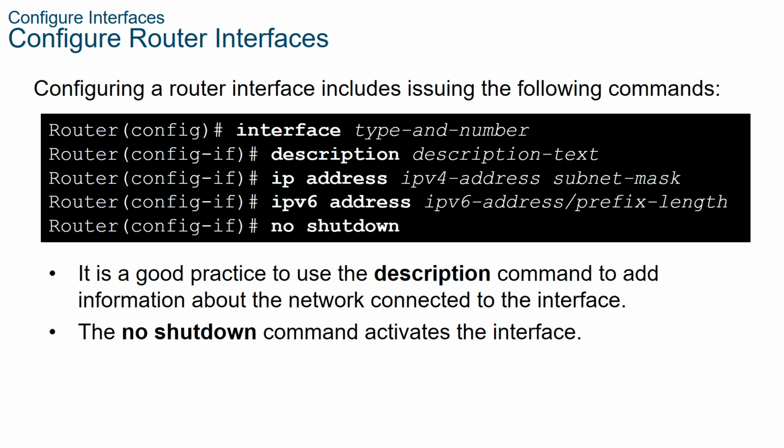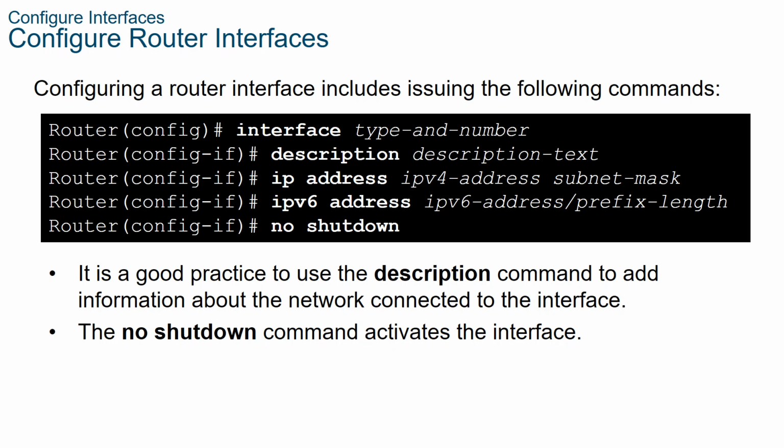Adding a description. It's a good practice to use the description command to add information about the network connected to the interface. So it's important to put description and then followed by a textual description of what the interface is accessing. So if it's accessing the local area network, then you would put access to local area network, or however you've divided your subdomains and parts of your network. So it needs to be a textual description that is useful to anybody who sees this interface and wants to know where it connects to.